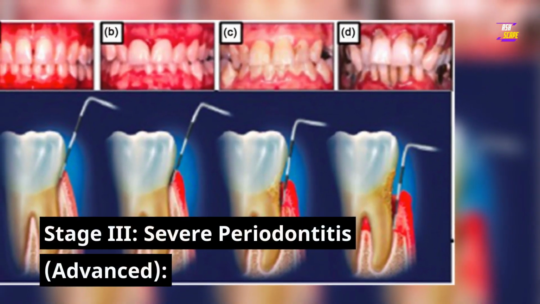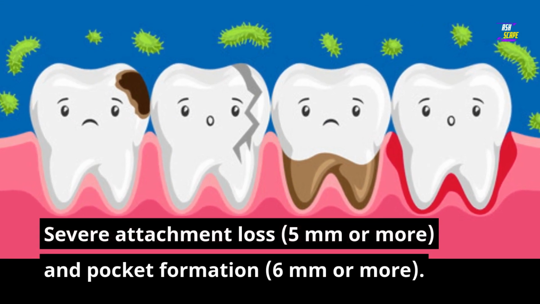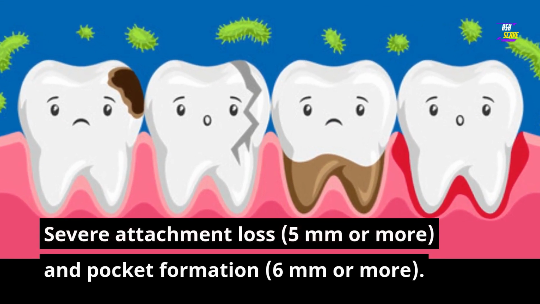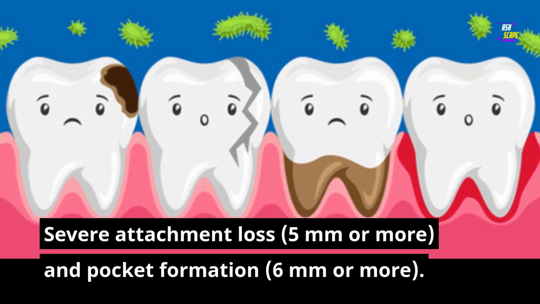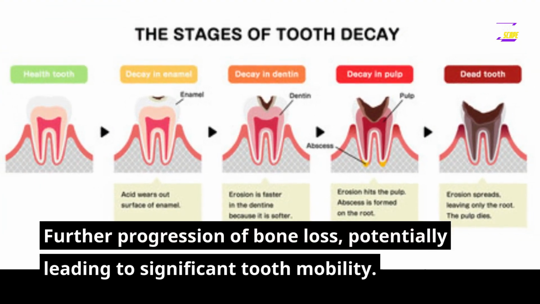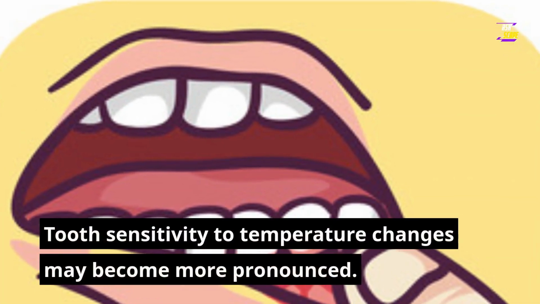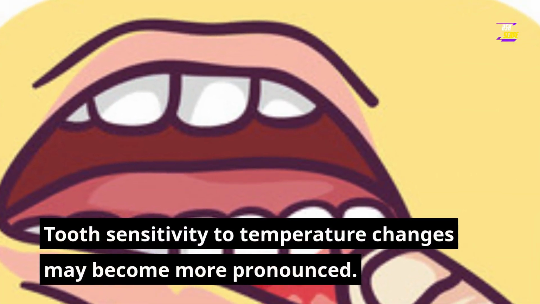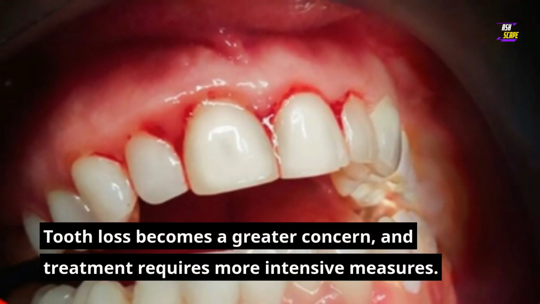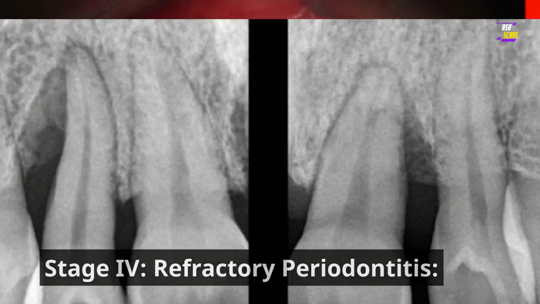Stage III, severe periodontitis, advanced. Severe attachment loss, 5 mm or more, and pocket formation, 6 mm or more. Further progression of bone loss, potentially leading to significant tooth mobility. Tooth sensitivity to temperature changes may become more pronounced. Tooth loss becomes a greater concern, and treatment requires more intensive measures.